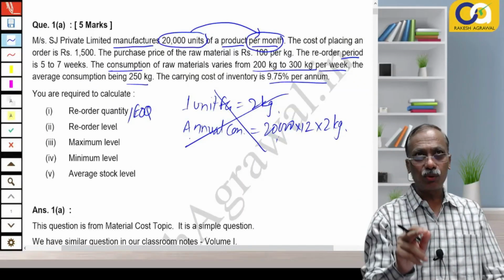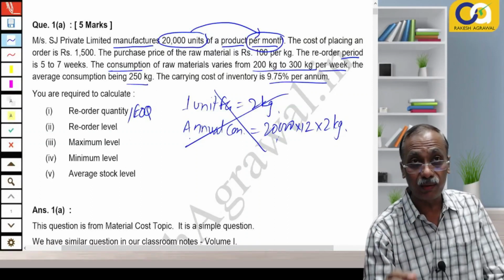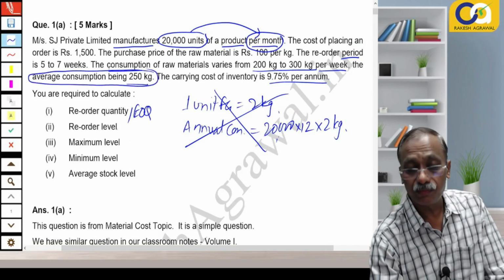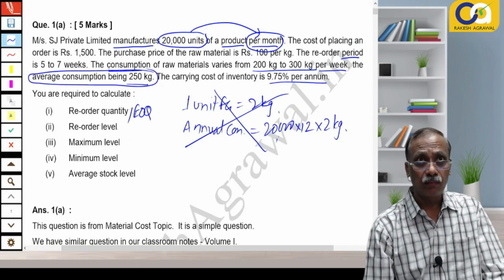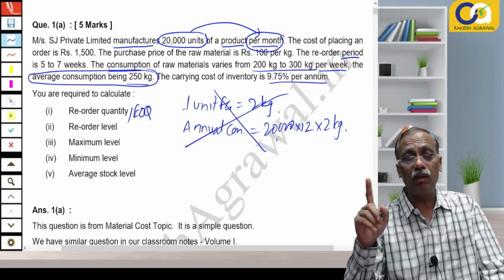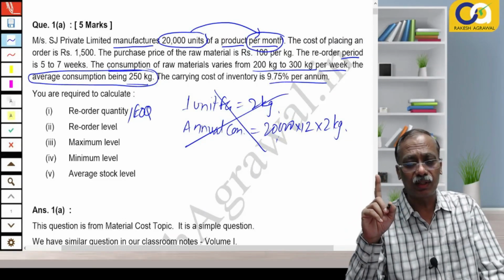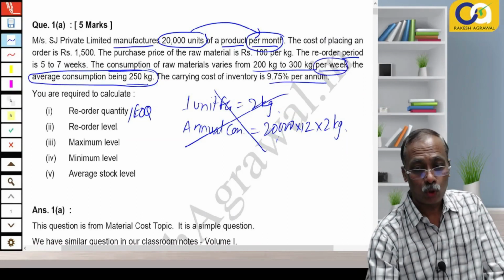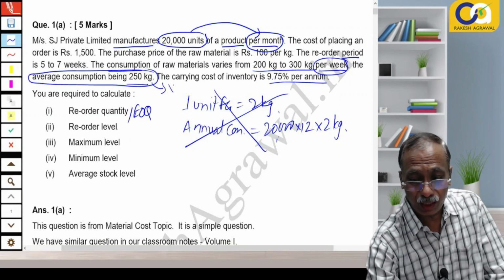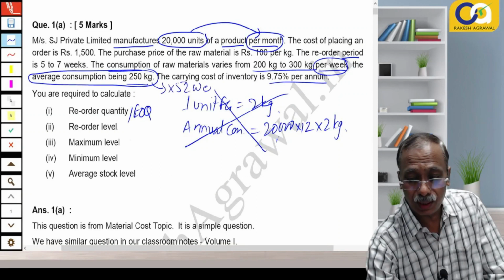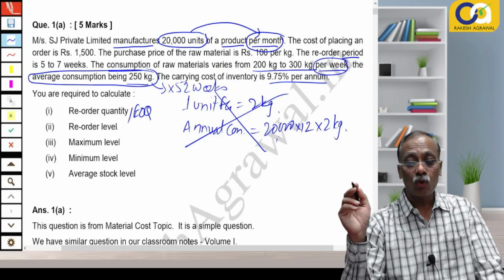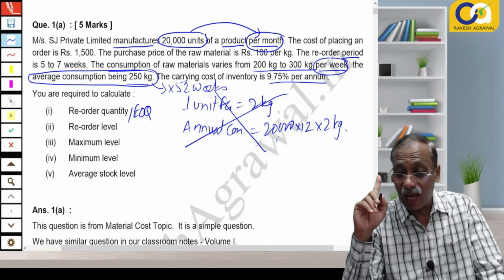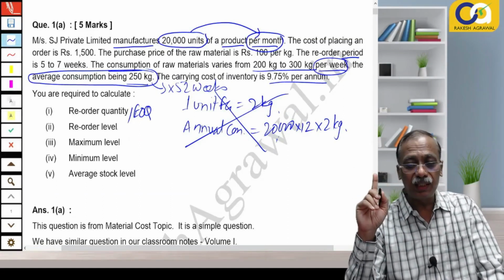Another bypass route to calculate annual consumption is, you are given consumption speed. Now you have to take the average consumption speed for calculation of annual consumption. If no other information is available, you have to use average speed of consumption. And please remember, this consumption is per week. So 250 kg per week into 52 weeks in a year. 250 kg is the average consumption per week. You have to calculate annual consumption using average. So 250 kg into 52 weeks.